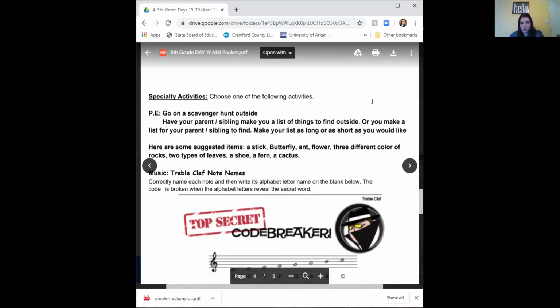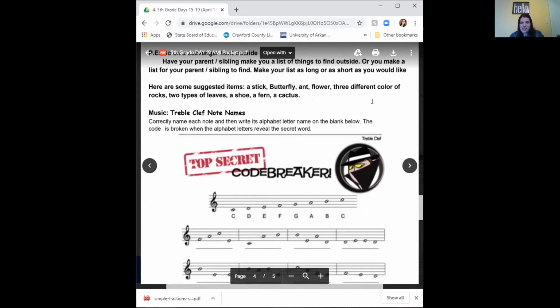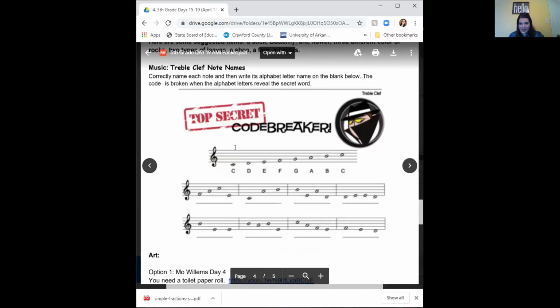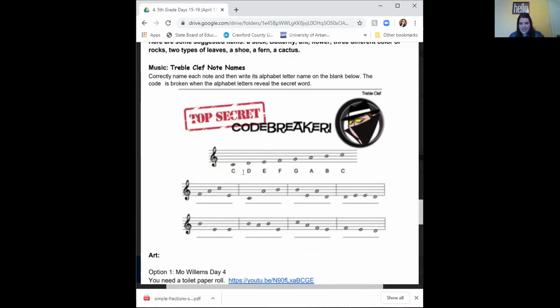Or if you choose to do music today, it says music, treble clef note names. Correctly name each note and then write its alphabet letter name on the blank below. The code is broken when the alphabet letters reveal the secret word. So it tells you right here, this note right here is a C. This is a D. This represents E, F, G, A, B, C.